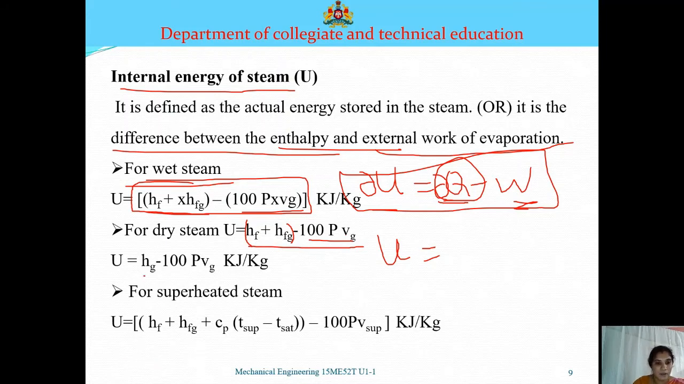Or in simple words, I can write it as Hg minus 100 P into Vg. Similarly, for superheated steam, I can write it as the enthalpy of superheated steam minus 100 into P into V superheated. So these are the formulas that you have to remember to solve the problem on internal energy.